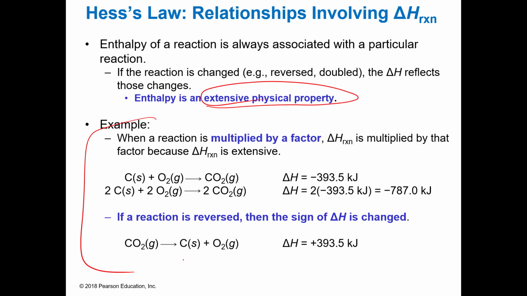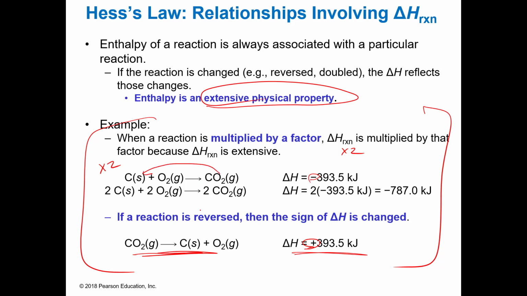So there's two main rules in Hess's Law that you have to remember. It's extensive, so if you have to multiply this by 2, you're going to have to multiply your delta H by 2, because usually you're trying to figure out by balancing them what your overall delta H is going to be, right? And if you have to flip that reaction, you're going to have to change the sign. So it was negative up here and it turned to positive because I flipped this and went backwards from CO2 to C and O2.